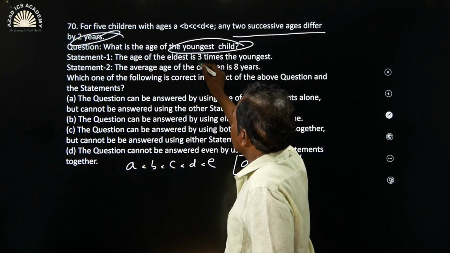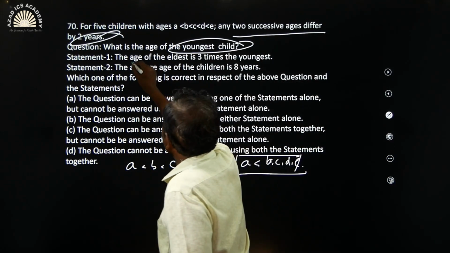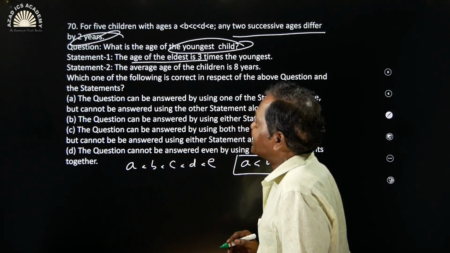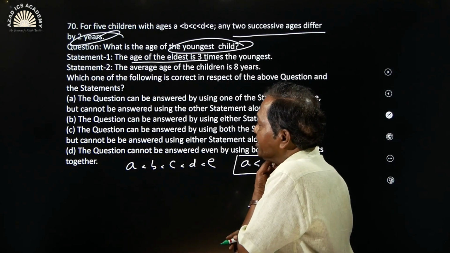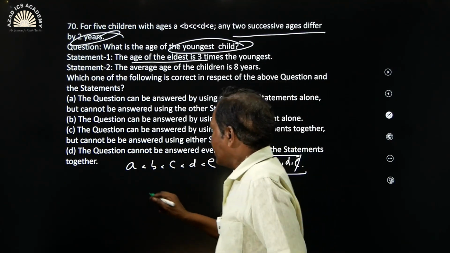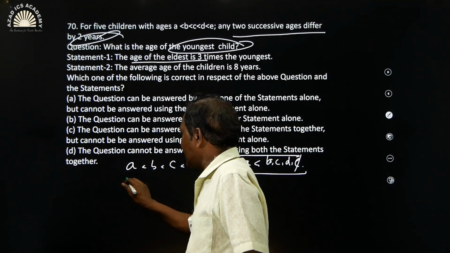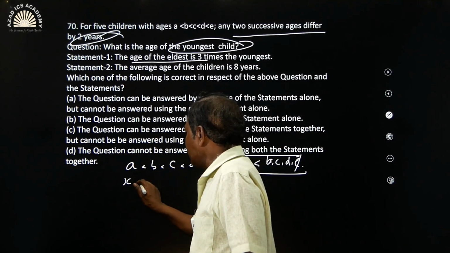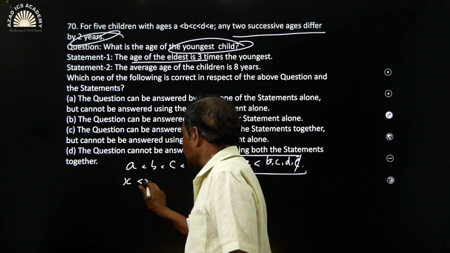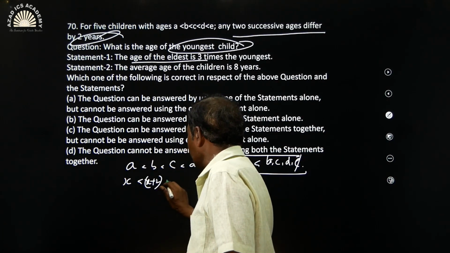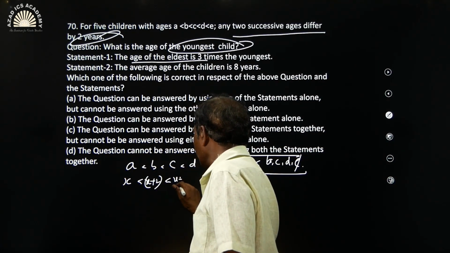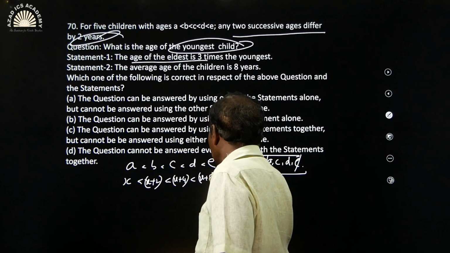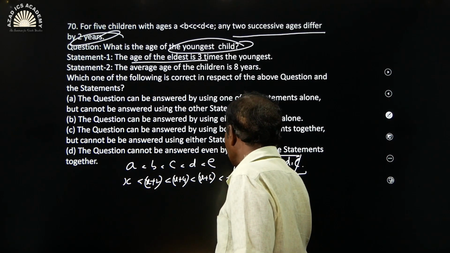Statement 1: the age of the eldest child is 3 times the youngest. Eldest child is how much? We don't know. Or you can say the youngest child, let us say this can be X. Let us say X value. This is A, not known, X. This is X plus 2, like that. It goes on. X plus 4, less than X plus 6. And this is X plus 8.